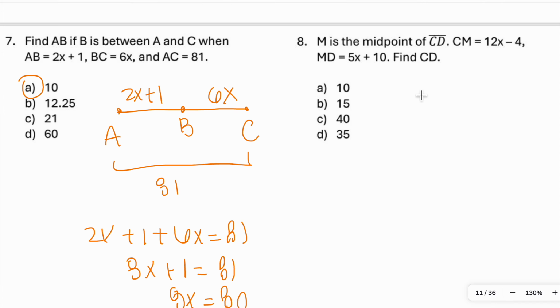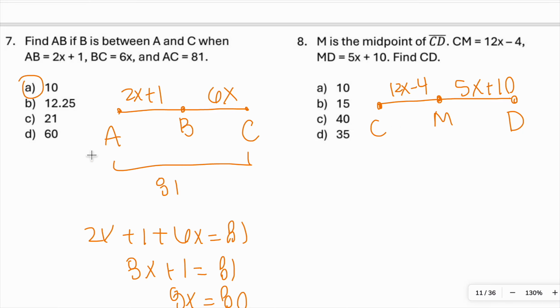M is the midpoint of CD. CM is equal to 12x minus 4, and MD is equal to 5x plus 10. Find CD. So M is the midpoint of C to D. CM is 12x minus 4. MD is 5x plus 10. We need to know what is CD.